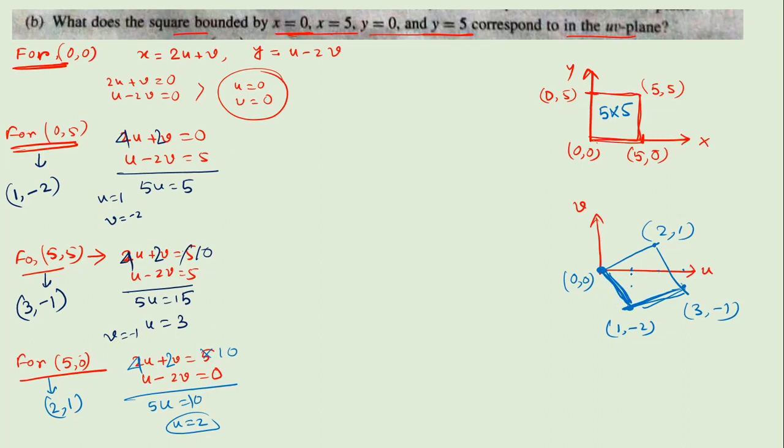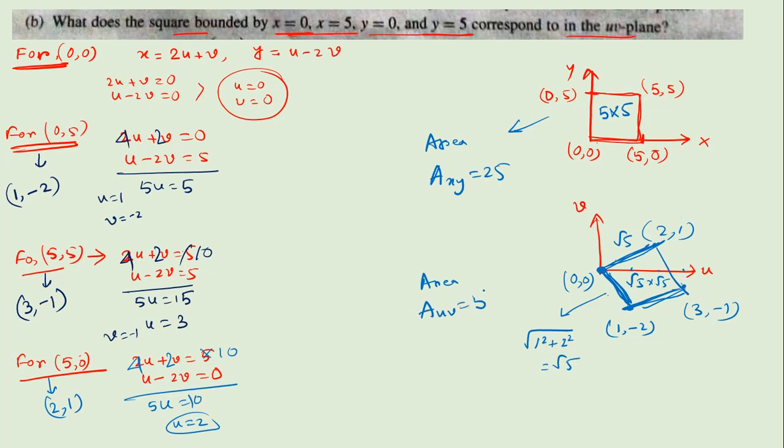So how will you get this side? You will get this side by calculating the square root of this. So this side will be nothing but root of 1 square plus minus 2 whole square, that is 2 square, which will be root 5. And similarly this can be found out by these two, this will also be root 5. So this square will be root 5 into root 5. So the area in the xy plane is 25, and the area in the uv plane you will get root 5 into root 5, that is 5.